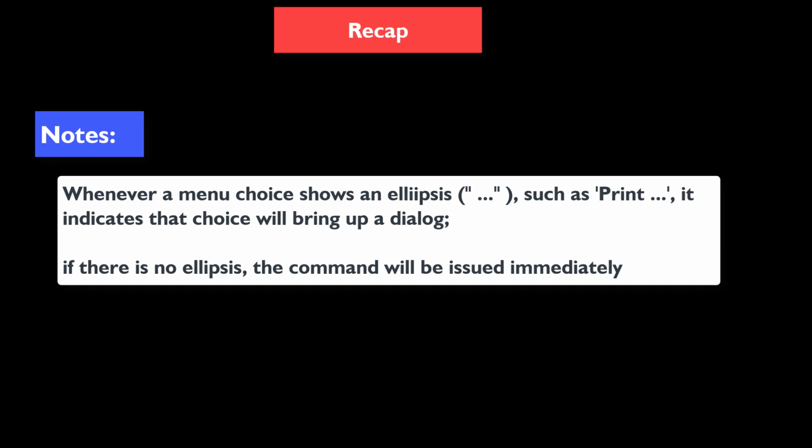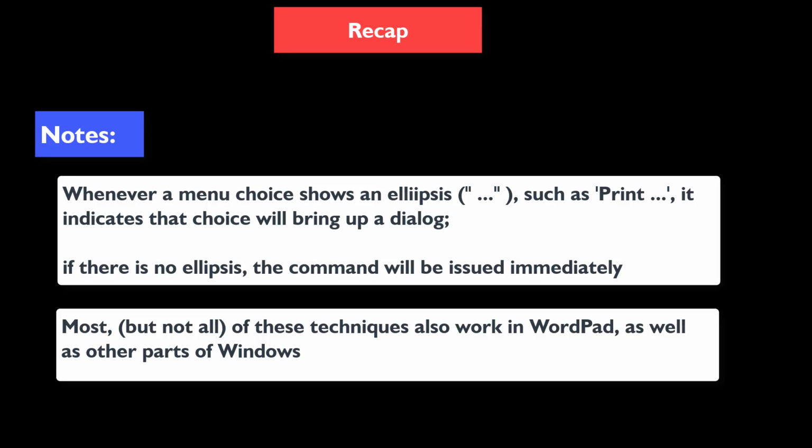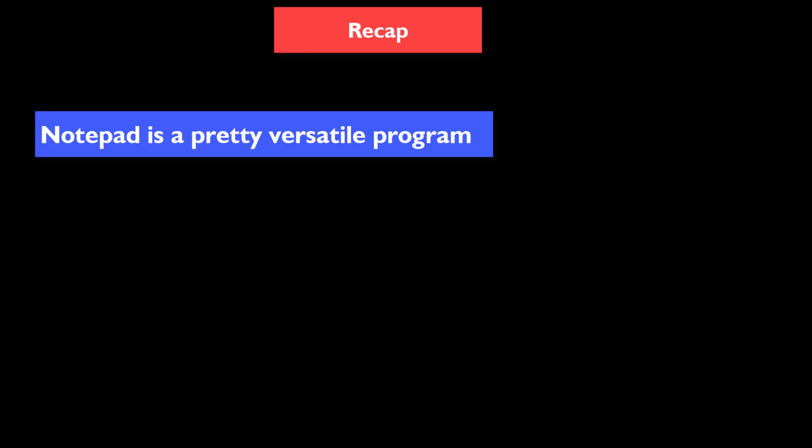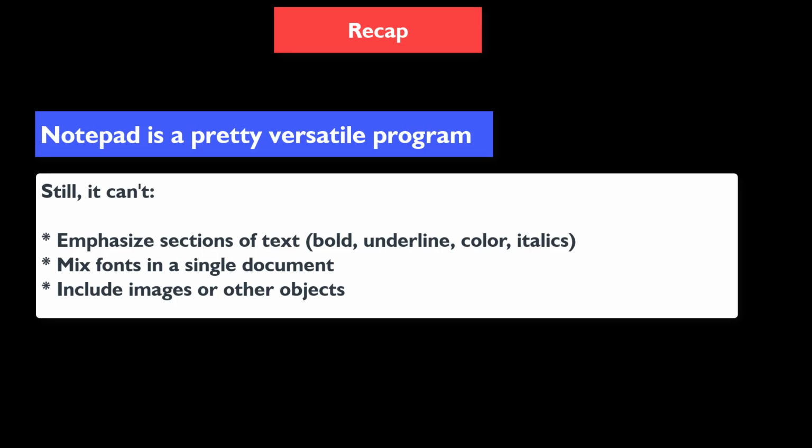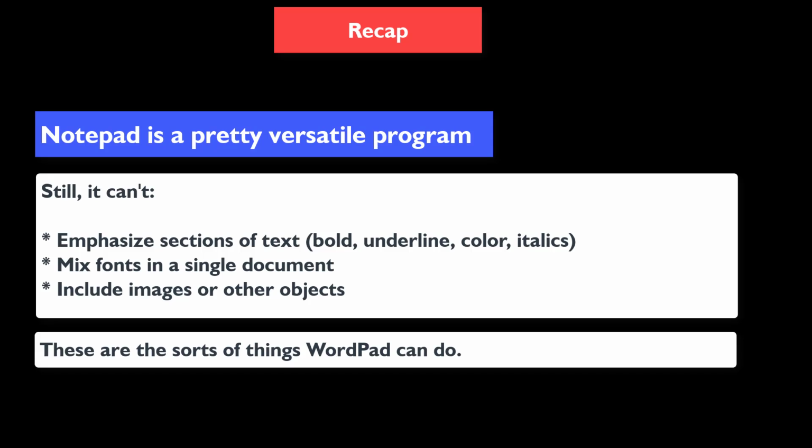Notice that whenever a menu choice shows an ellipsis, three dots, such as Print, it indicates that choice will bring up a dialog. If there is no ellipsis, the command will be issued immediately. Most, but not all, of these techniques also work in WordPad, as well as other parts of Windows. So you see, Notepad is a pretty versatile program. Still, it can't emphasize sections of text using bold, underline, color, or italics. It can't mix fonts in a single document, and it can't include images or other objects. These are the sorts of things that WordPad can do.